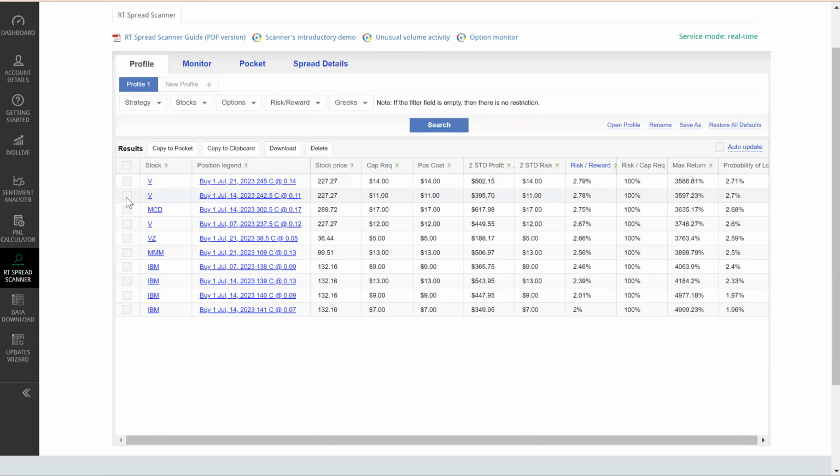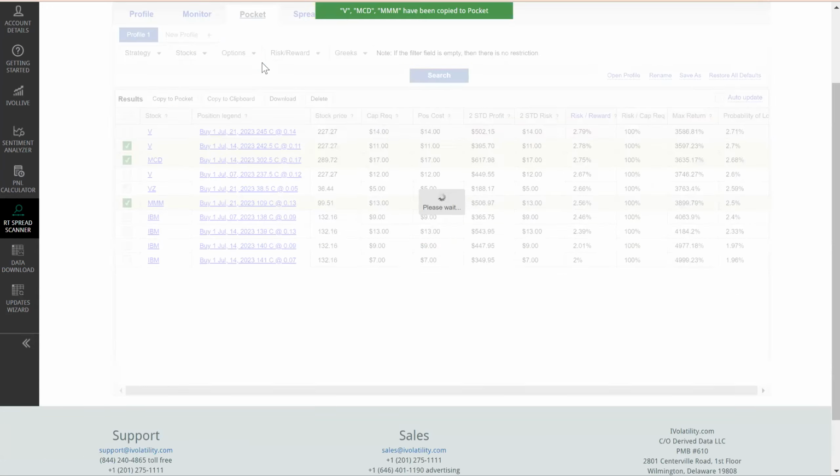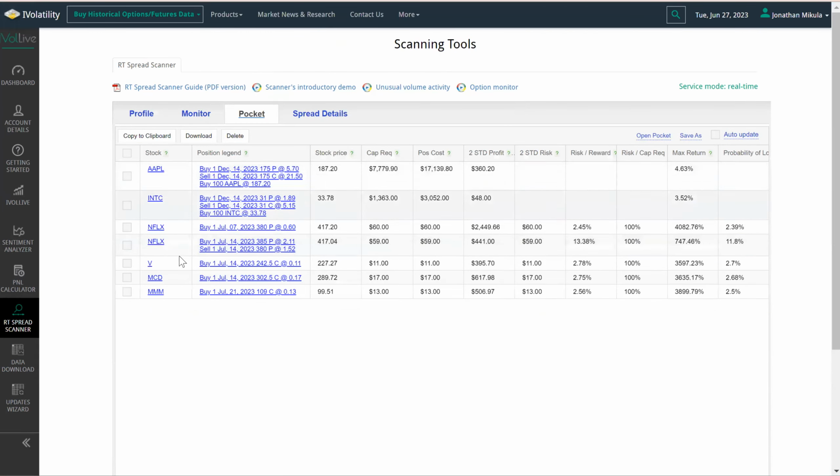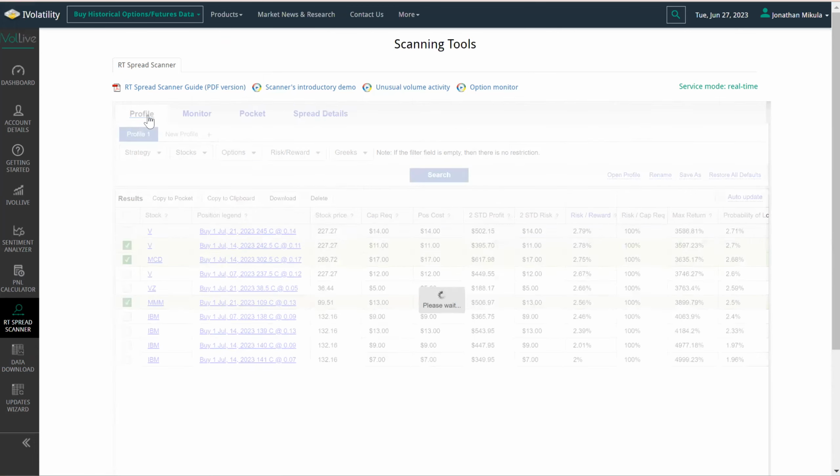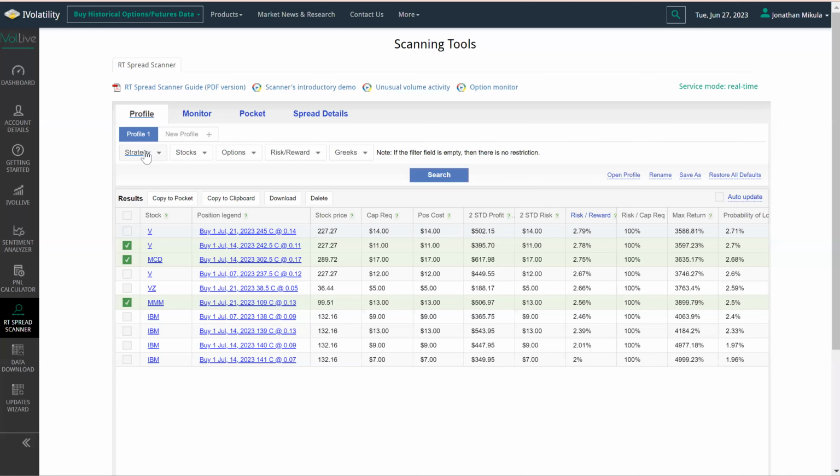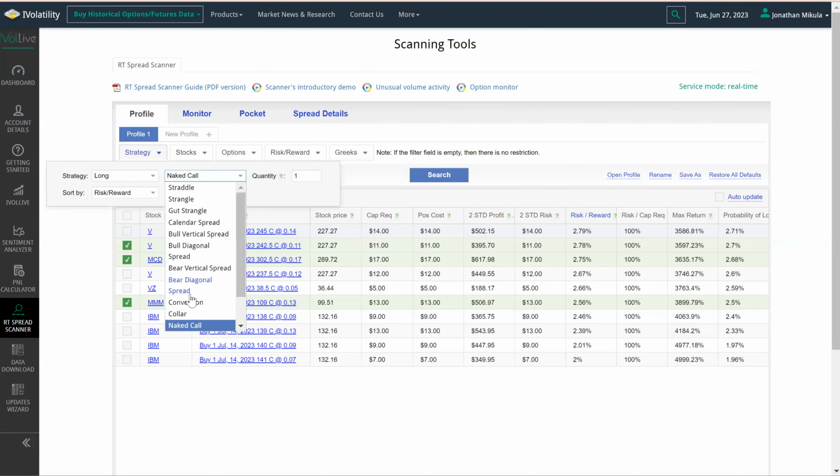So I'd come through here, maybe find a couple that I'm interested in, and then I would just copy to my pocket. And now when we come to our pocket, we could see like over the course of 30 minutes here, we've been adding steadily to interesting trades. So that's one way to run a scan just on a very, very basic level, right? Buying a call. You could also do the opposite.